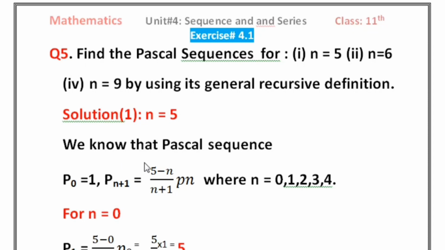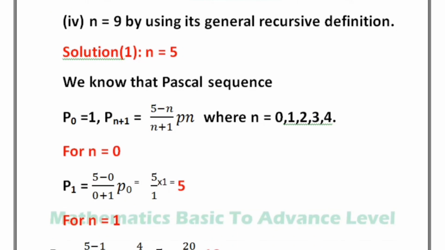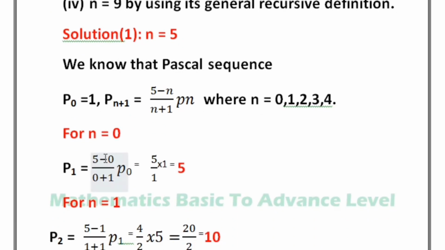We know that the Pascal sequence is p naught is equal to 1, p n plus 1 is equal to (5 minus n) divided by (n plus 1) times p n. So here n is equal to 0, 1, 2, 3, 4. Next, for n is equal to 0, the first term p1 is equal to (5 minus 0) divided by (0 plus 1) times p naught. So 5 divided by 1, the value of p naught is equal to 1, so 5 one time is equal to 5.